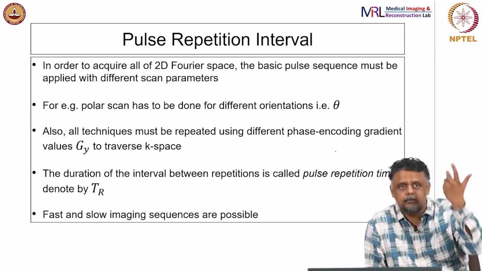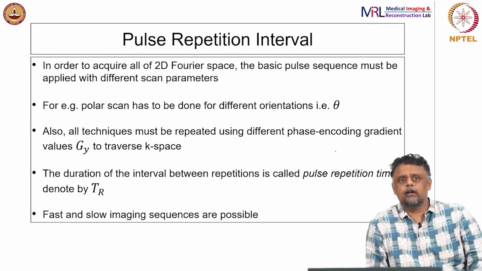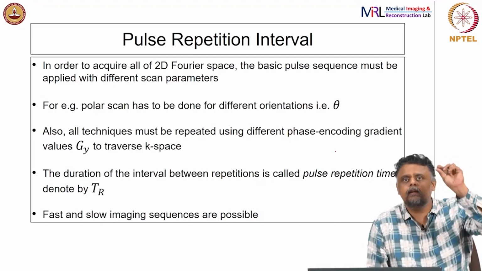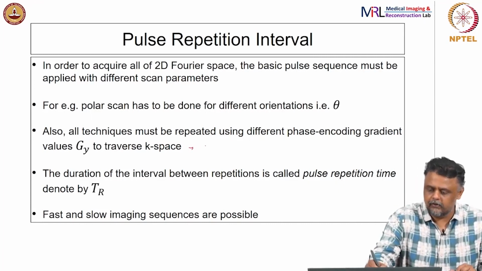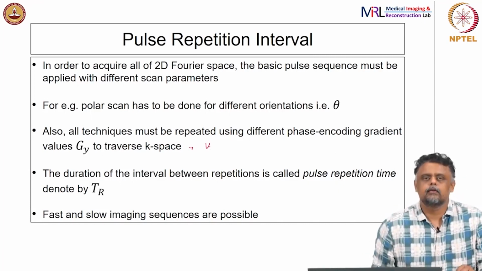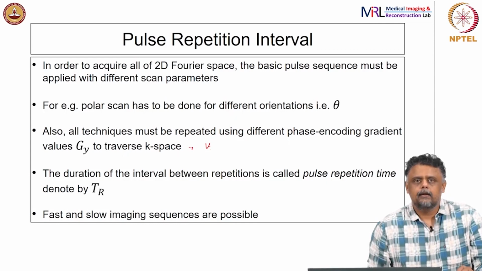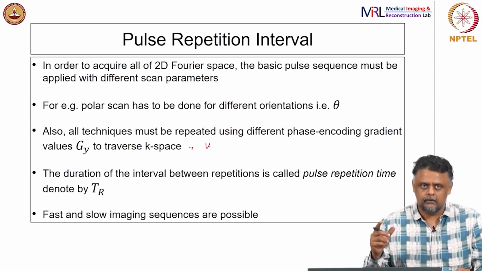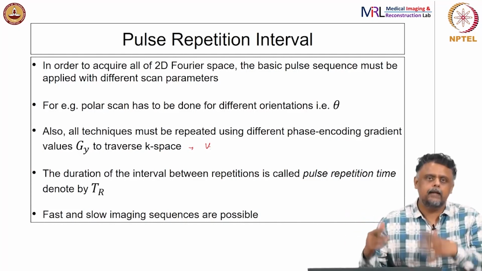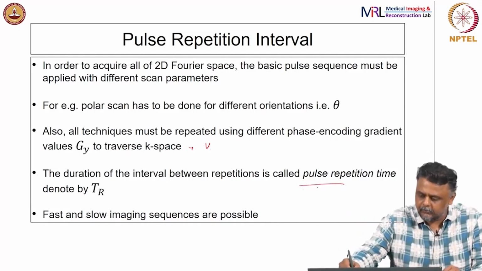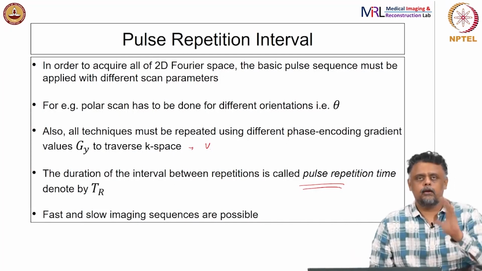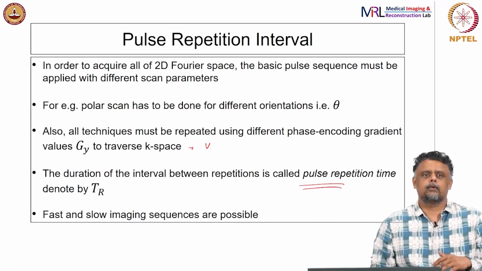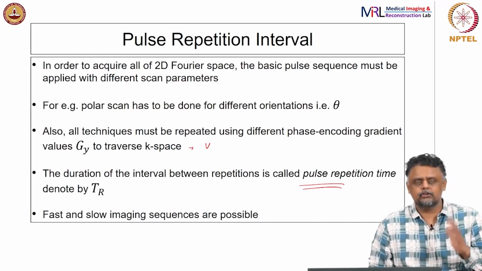And then all techniques must be repeated using different phase encoding gradient values, right. You change the gy, then you get a different v, right. So, this gives you different v's, right. And so, every time you apply one gx, one gy, sample the signal, you wait, and that waiting period is the pulse repetition. You wait a little bit because you want everything to get back to its stationary state, and then you repeat the experiment. Okay.